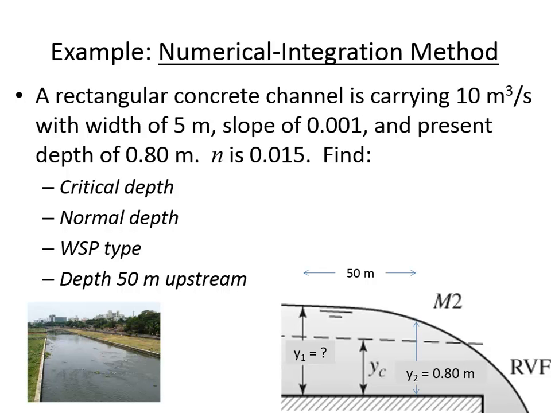So since it's subcritical flow, I'm going to work upstream, and I want to know 50 meters upstream, what is the depth of the water at that 50-meter distance upstream. Any questions so far on the problem setup? Everybody have a copy of the notes, by the way? All right.